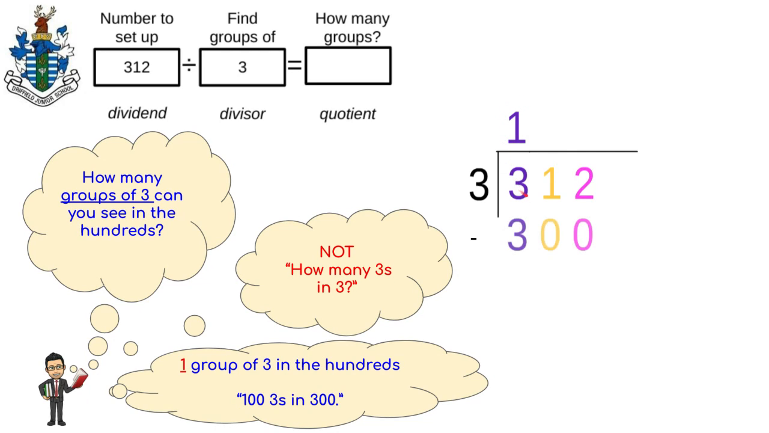So this is where the repeated subtraction comes in. We're now going to take away 300 from 312. So that leaves us with a little remainder of 12. So now we move on to the next column.